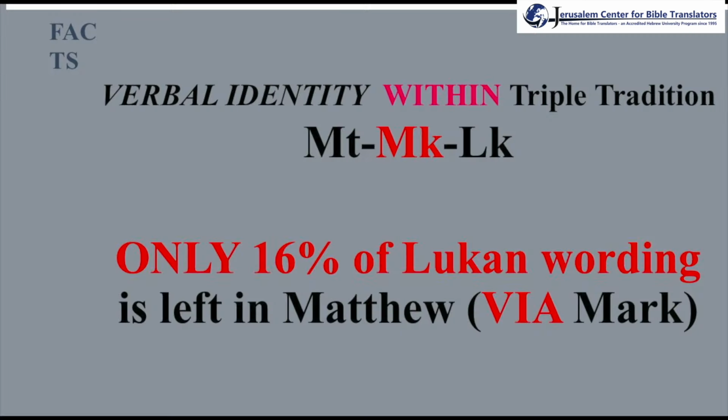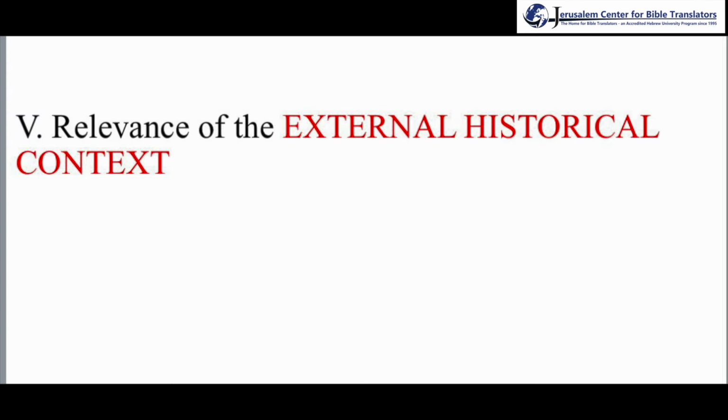So, this fact of verbal identity within the triple tradition, of the survival of Lucan words through Mark, and only 16% of Lucan wording is left through Mark, is this surprising fact that the minor agreements are major in significance. They are exactly what establish the Luke, Mark, Matthew linear relationship by this surprising, as it were, perfection of the statistical evidence. So now we come to the 5th point, relevance of external historical context.